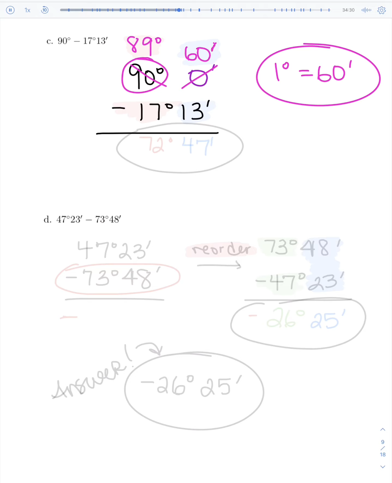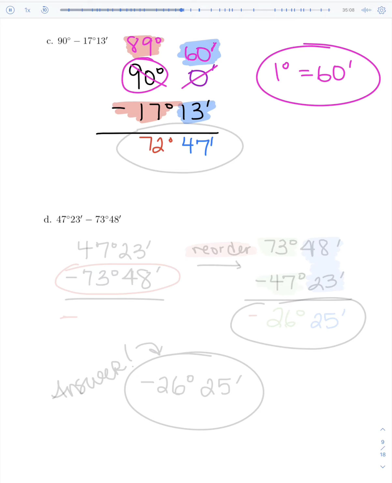Now I can go ahead and subtract, because now my top number is bigger than the bottom number, so this is perfect. I can start off by doing the 60 minutes minus the 13 minutes, which will give me a total of 47 minutes. And then I can also subtract my 89 degrees minus my 17 degrees, which will give me 72 degrees.